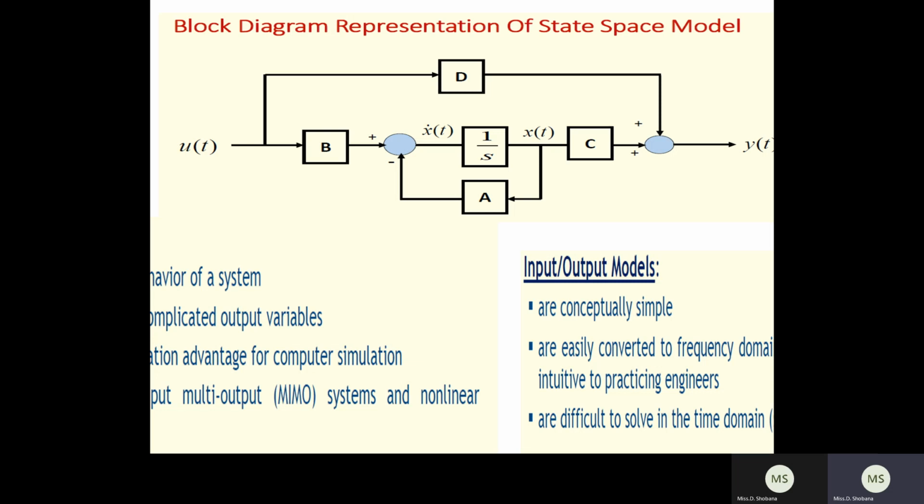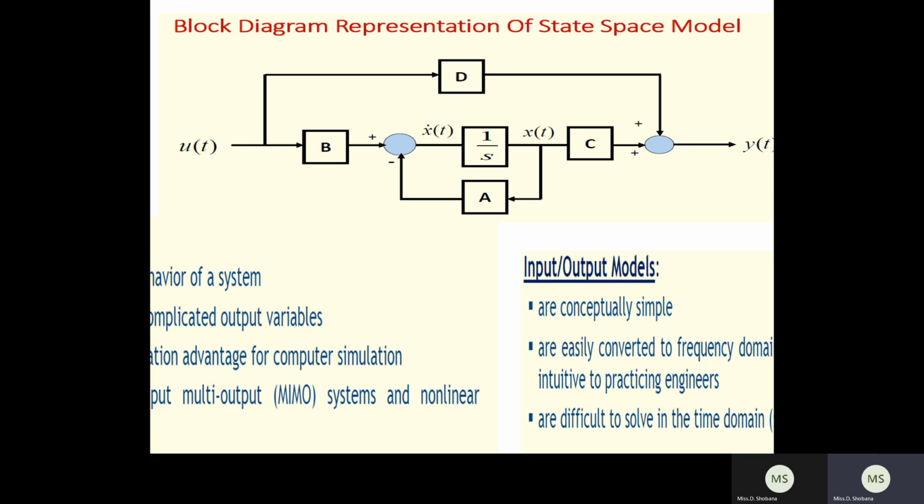Then if you want to write the output equation, the output of the integration is nothing but your x of t. From x of t you draw a straight line, and it gives the input for the block gain C, and the output becomes C into x of t for this C block gain. That will be given to another summer, the output side summer. Then we can take a sample of the input variable and give it to the block gain D, and the output of this will be given to another summer. So the addition of these two signals is nothing but your y of t.